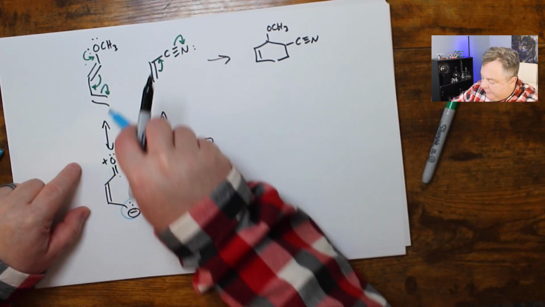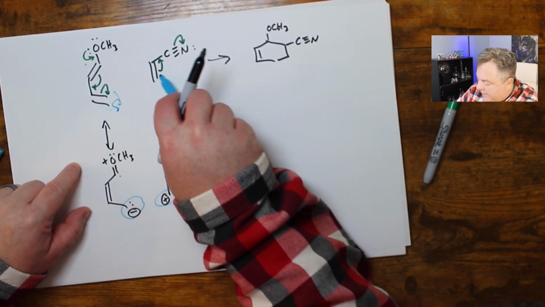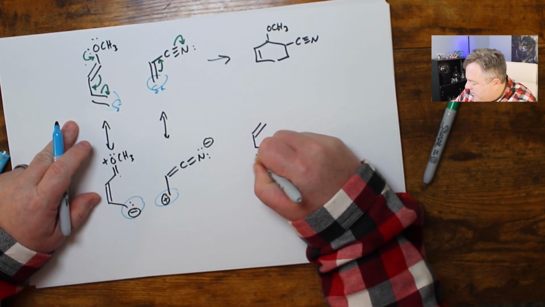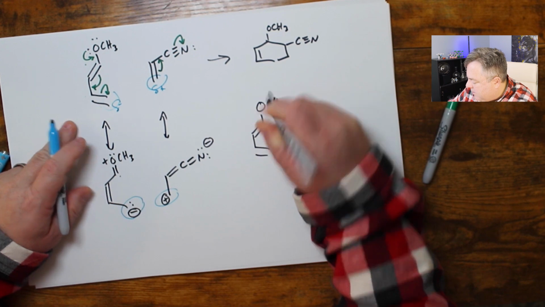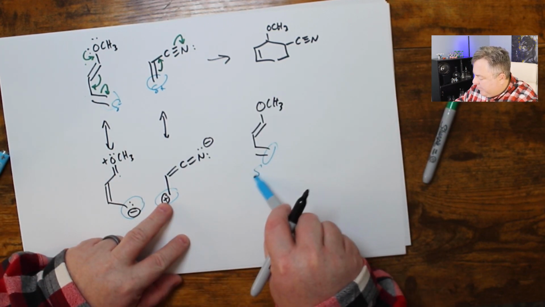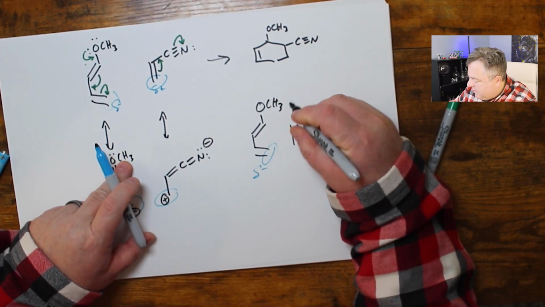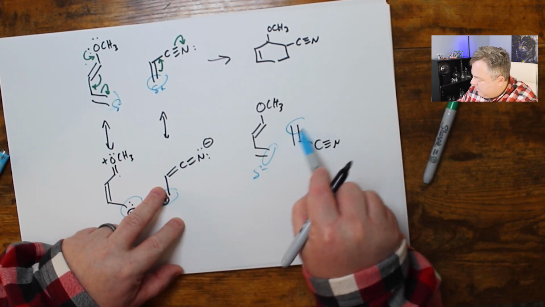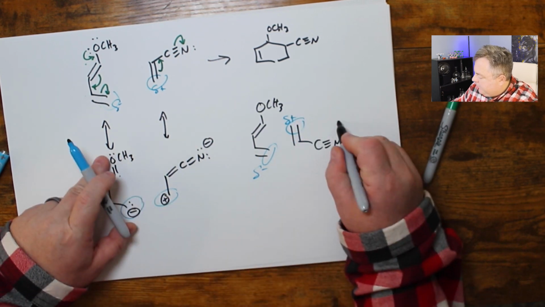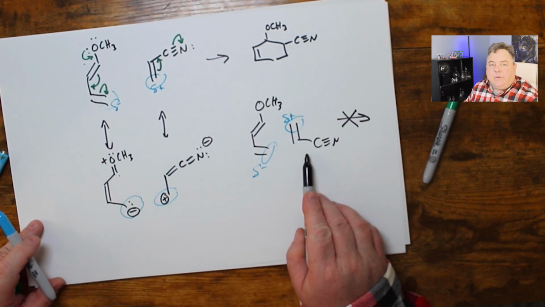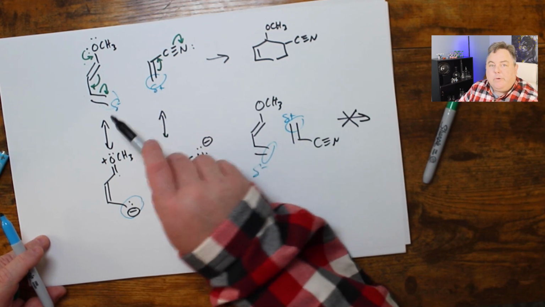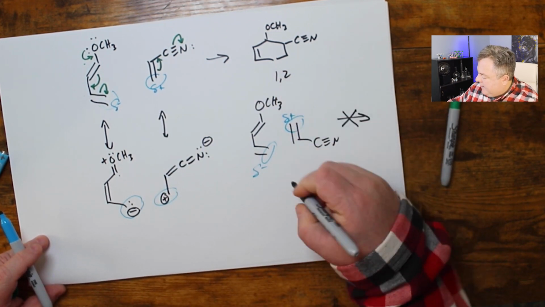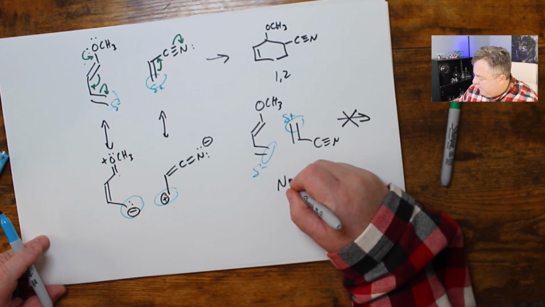If this is the most negative carbon, and this is the most positive carbon, we would not want to line it up with my most negative carbon opposite my most positive carbon. So this would not zip up my Diels-Alder this way. We get them close together like this first. So I like to make 1, 2 and not 1, 3.